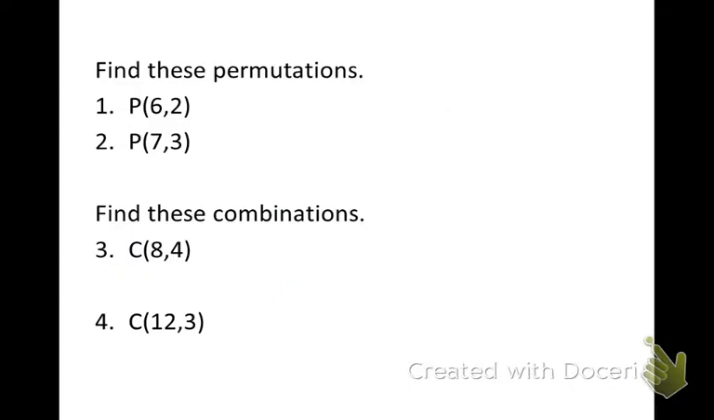Let's find these permutations. The first one says from 6 choose 2. If I have 6 things in my hand and I walk up to you and say choose one, how many things do you have to choose from? Well, you would have 6. You've chosen one. Now if I go to someone else, how many things do they have to choose from? They have 5. So there's a total of 30 ways you could choose those. You just make your choices and then multiply the 2 together.